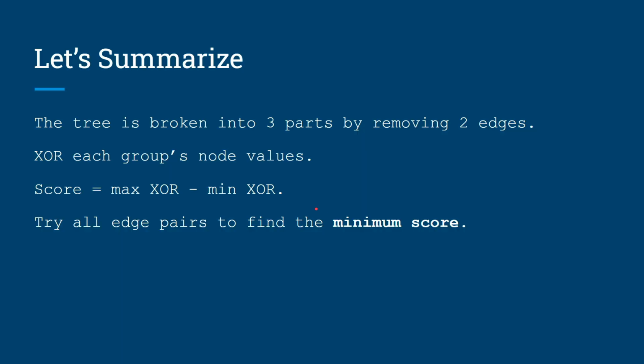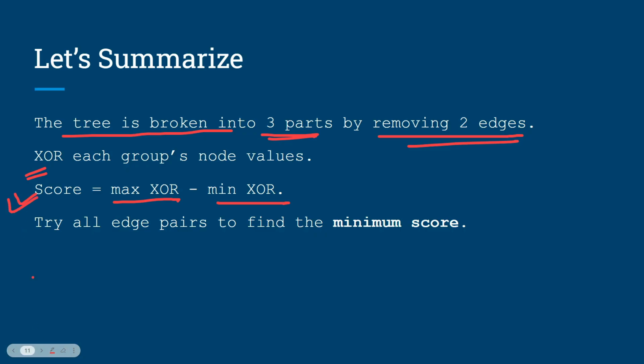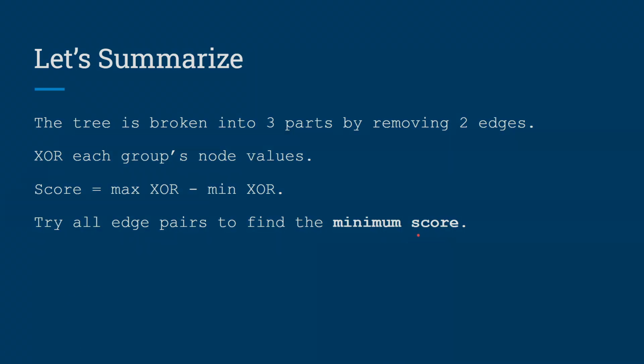So let's summarize, but if you have any doubt, let me know in the comment section and I'll explain it there. So the tree is broken into 3 parts, right? We have to remove 2 edges. If you do the XOR on each group's node values, we have to find the max XOR minus min XOR for each group's node values, and find the score. So we'll try all the edge pairs and find the minimum score.